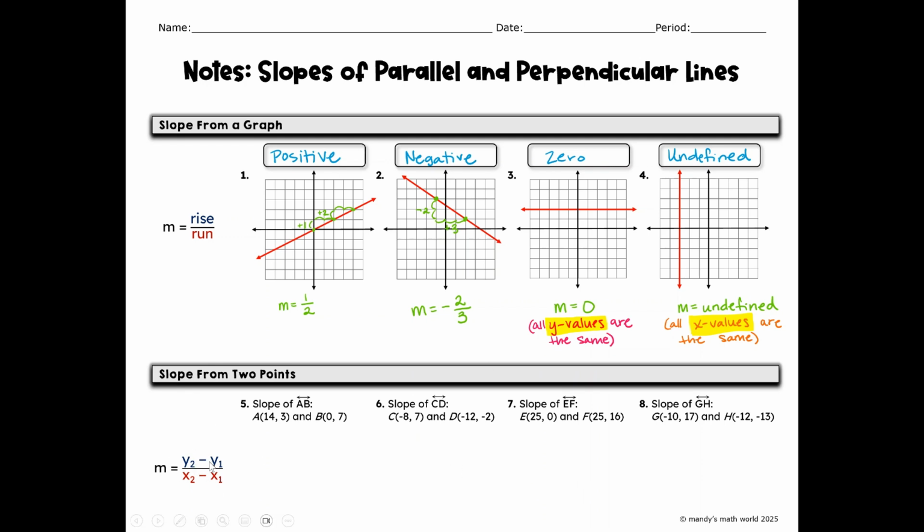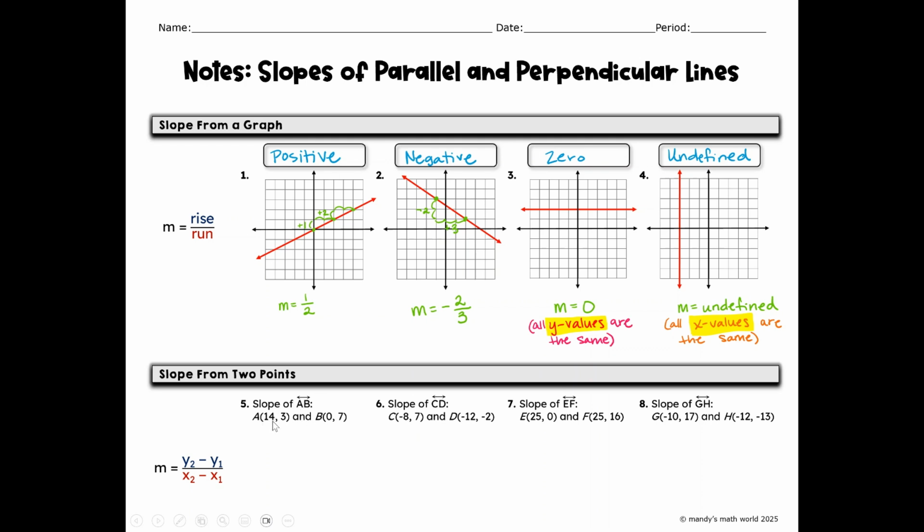Slope is y2 minus y1 over x2 minus x1. And so that formula calculates the change in the y values, right? I'm subtracting over the change in the x values. And this is like number 5, slope of line AB. This is how you might see it in geometry. This is a geometry lesson. So the slope of line AB can be calculated from these 2 points.